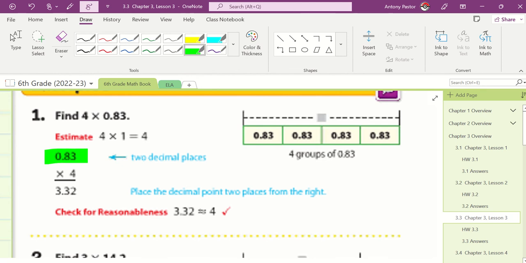They put 0.83 on top. Just like I said, the longer number is on top. Now, don't say the bigger number, because 0.83 is not bigger than 4, but it is longer than 4. So we put 0.83 above the 4. When you multiply 4 by 3, you get 12, hence the 2. If it'll let me draw.